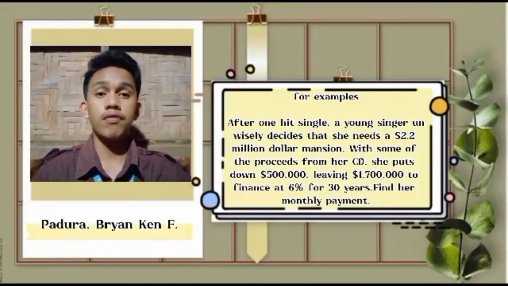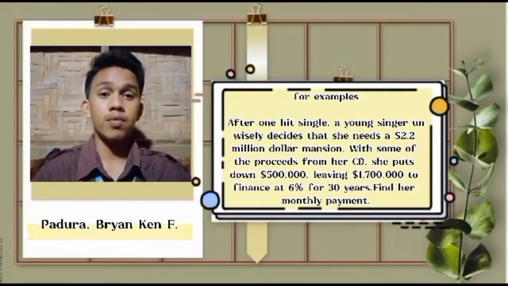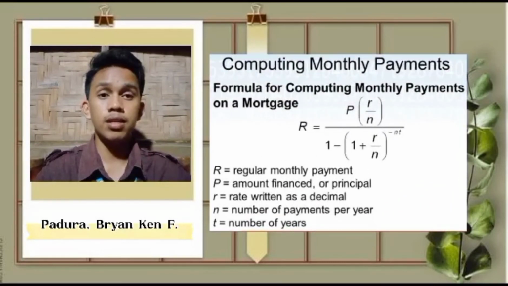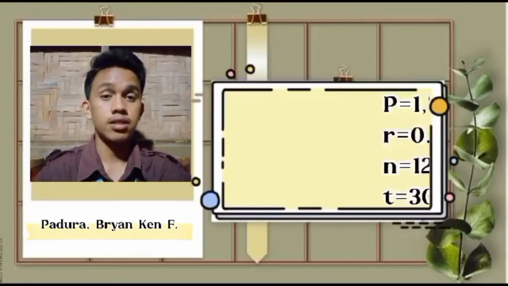For example, after one hit single, a young singer unwisely decides that she needs a $2.2 million mansion. With some of the proceeds from her CD, she puts down $500,000, leaving $1.7 million to finance at 6% for 30 years. Find her monthly payment. So, we have here the formula for computing monthly payments on a mortgage. R is equal to P multiplied by r over n, divided by 1 minus the quantity 1 plus r over n raised to the negative nt. So, here's the solution.